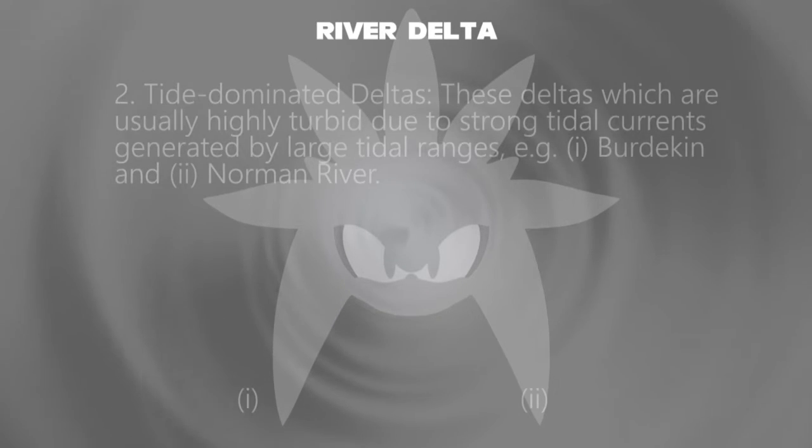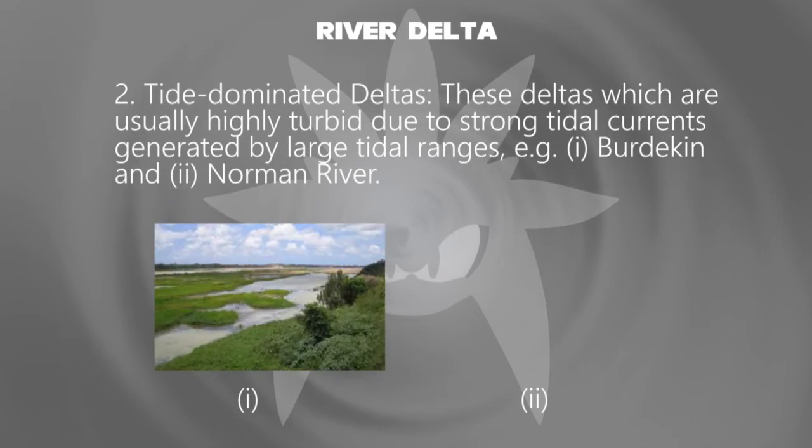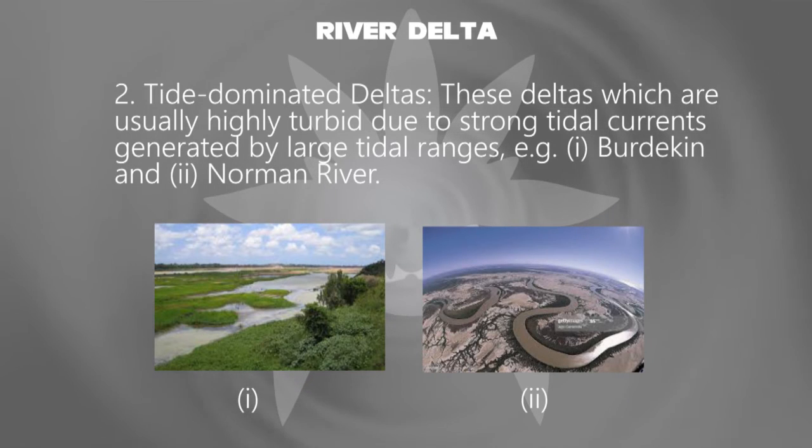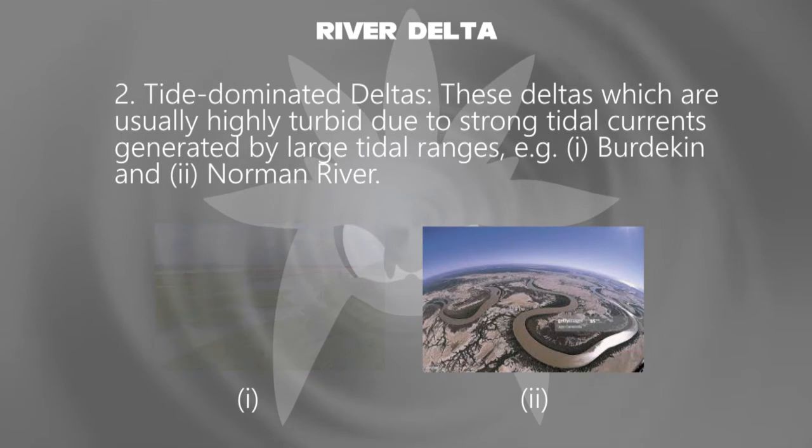Next, the tide-dominated deltas. These deltas are usually highly turbid due to strong tidal currents generated by large tidal ranges, like the Burdekin and Norman River. High turbid strength causes flooding, which may expel marine water and flushed material from the delta.